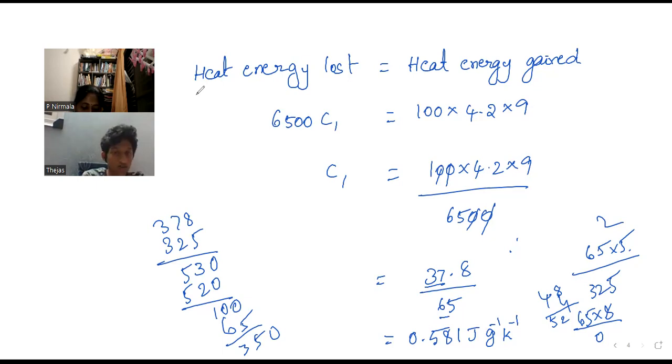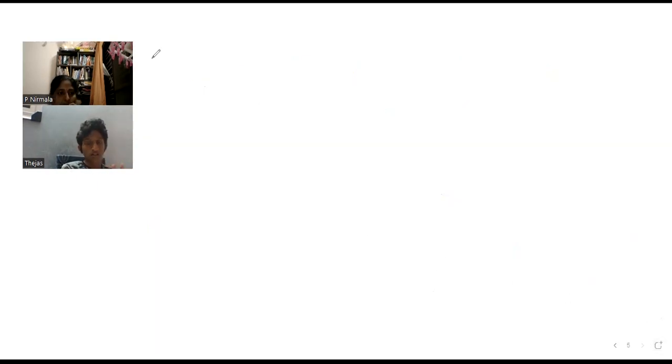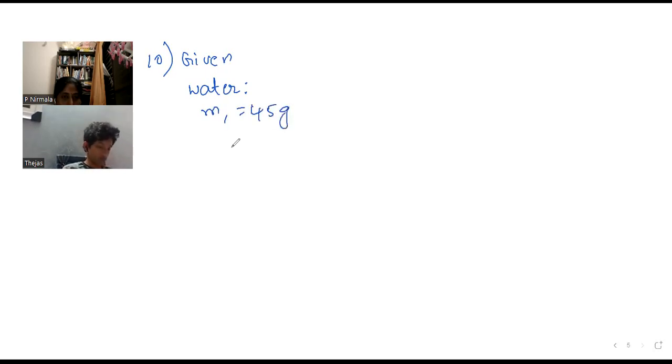Now find out, Tejas, the same formula: heat energy lost, heat energy gained. Same thing only you have to use now. Same M C and delta T. First I will write T, it will be given, water one I'll write. So for water, what all is given: mass and temperature.